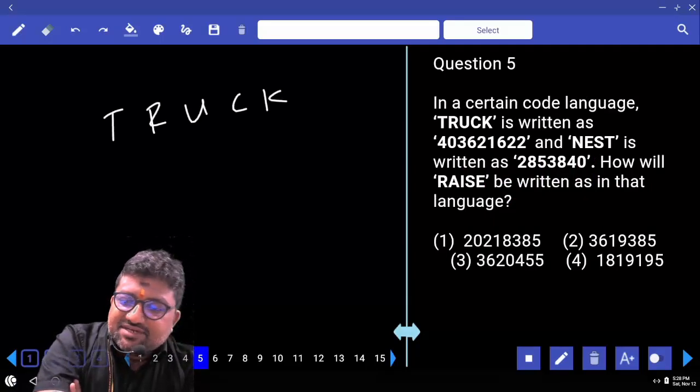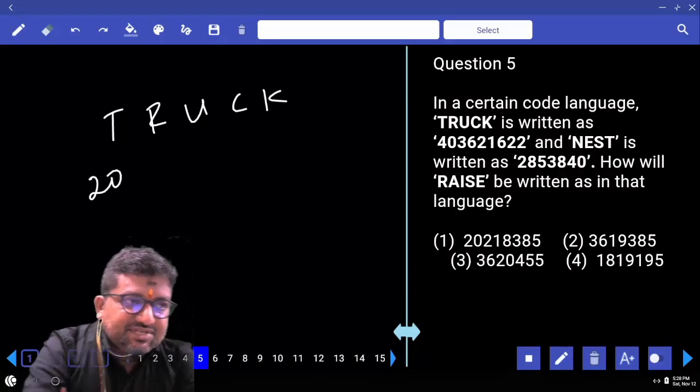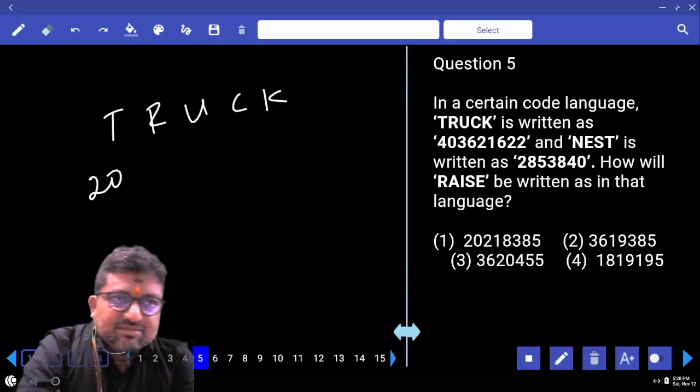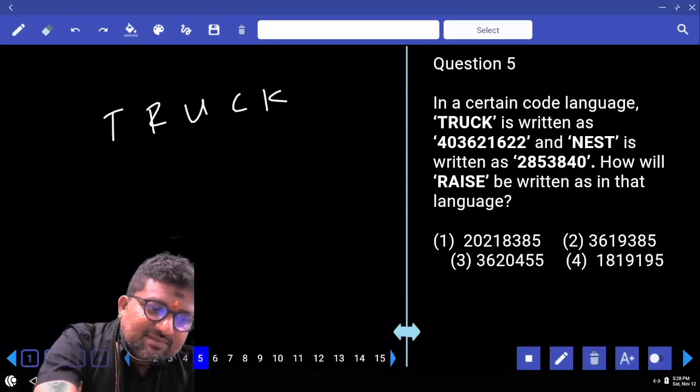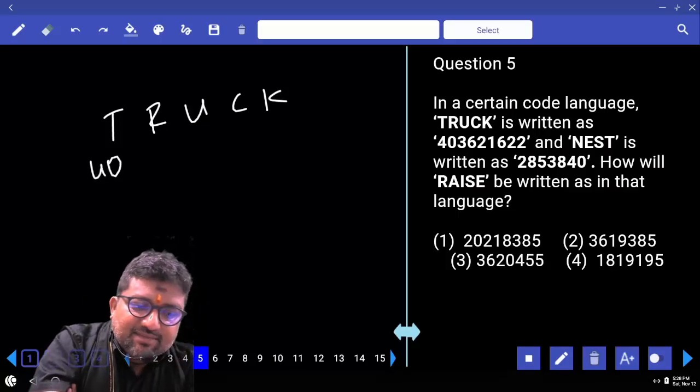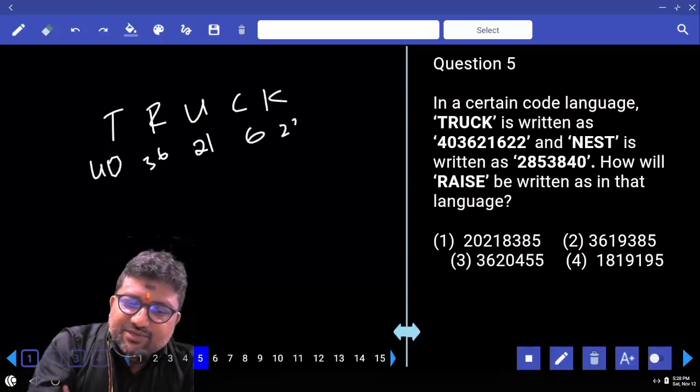T-R-U-C-K. T is written as 40. You see T and 40. You know what's happening here. What's the place value of T? 20. So 20 doubled is 40. 18 doubled is 36. But 21 is marked as 21. 3 doubled is 6, 11 doubled is 22. I am okay with this.